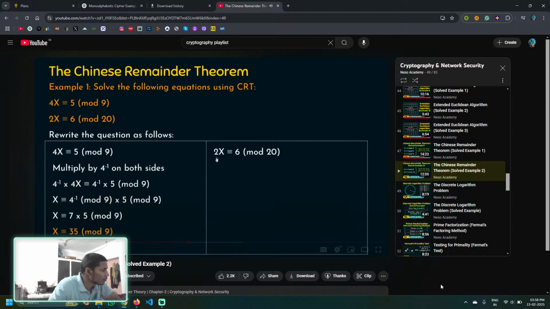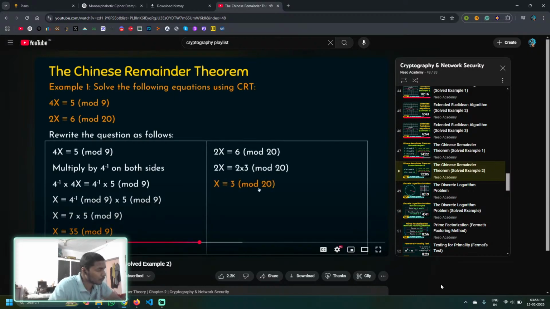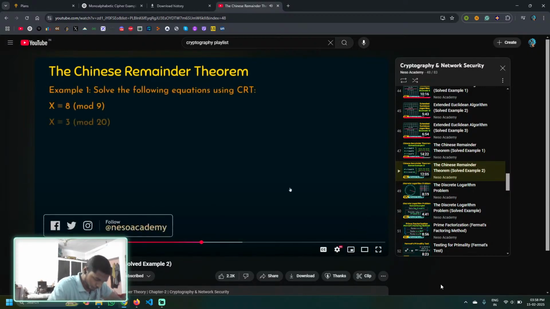But this side it's so simple. Why? Because here we have 2. Here also we have a number that can be divisible by 2. So we can rewrite the 6 as 2 into 3, right? So 2x is congruent to 2 into 3 mod 20. When we divide by 2 on both sides, we get x is congruent to 3 mod 20. Let's solve this question using these two congruent equations.